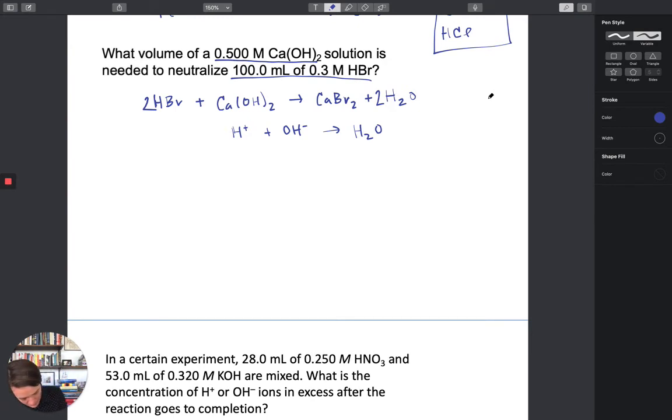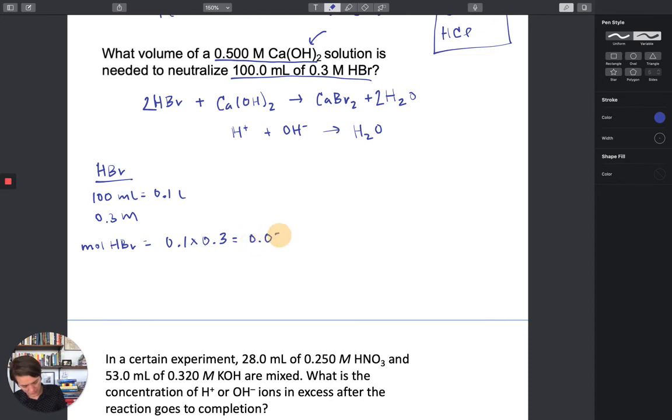All right, so we're setting up our problem the same way. So for our HBr, I want to figure out how many moles of my hydrogen I have so I know how much hydroxide I need to neutralize it. So for HBr, we have 100 milliliters, otherwise known as 0.1 liters. It is 0.3 molar. So my moles of hydrobromic acid is going to be equal to 0.1 times 0.3, which is going to give me 0.03 moles of HBr.